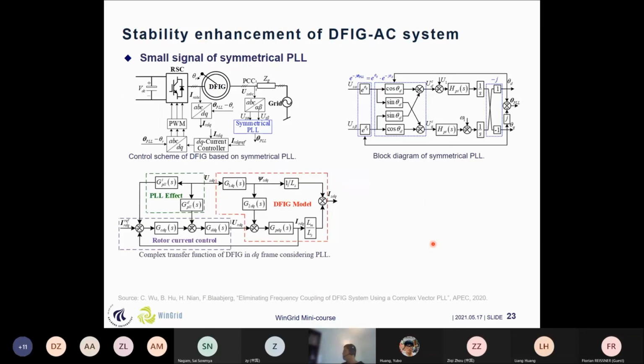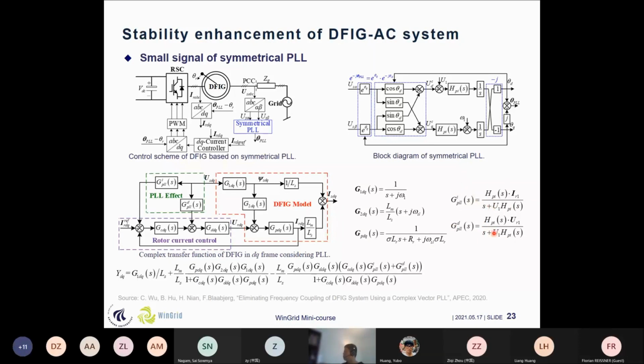Okay, so if we use this kind of symmetric PLL in our control diagram, we can get the complex transfer function of the DFIG in the DQ frame when considering the PLL. The block diagram is the same as with the conventional SRF-PLL, since the effect is also introduced by the Park transformation and the inverse Park transformation. So the whole transfer function diagram is still the same, but the difference is that with the symmetric PLL, we can use a very simplified complex variable, rather than a 2x2 matrix, to express the relationship between the currents and to analyze the effect of the Park transformation and the inverse Park transformation.